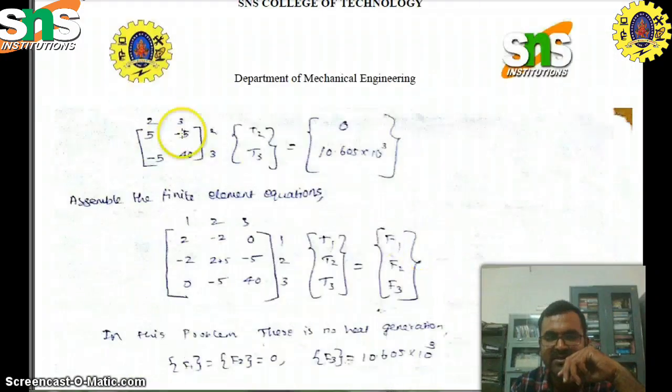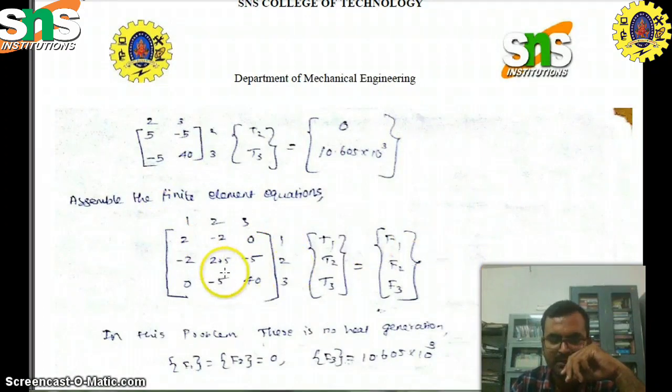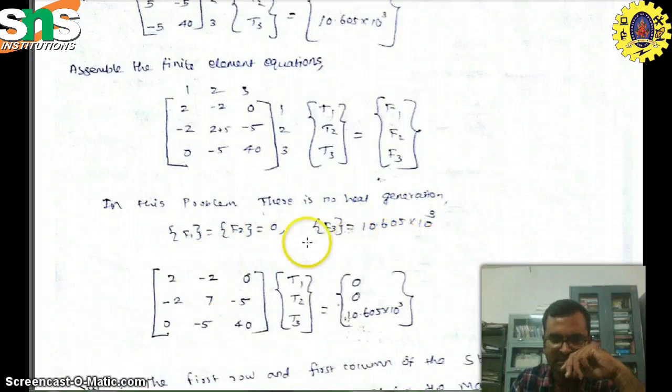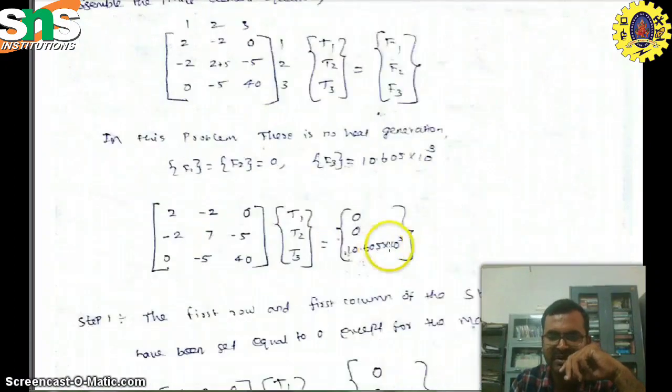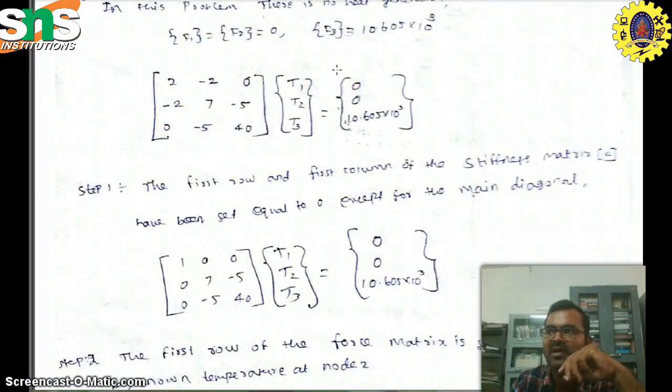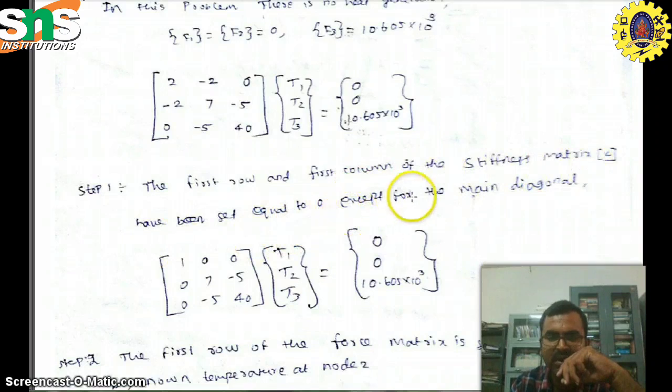So we can combine these two finite element equations and get the assembled finite element equation. Here we apply the forces and other values. After that we follow certain steps to find the nodal temperatures. The first step: the first row and first column of the stiffness matrix K are set equal to 0, except the main diagonal value, which is converted into unit matrix 1. So this can be written like this.